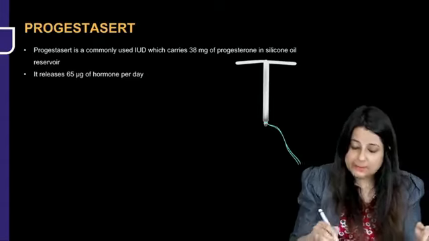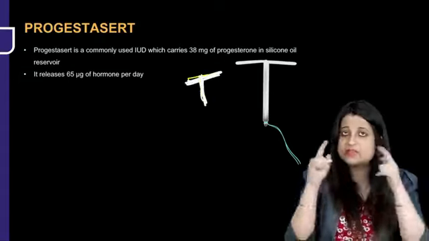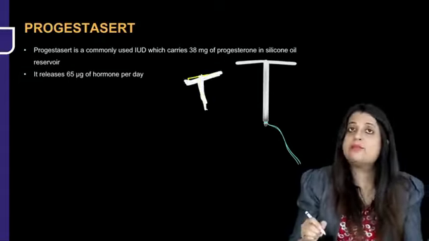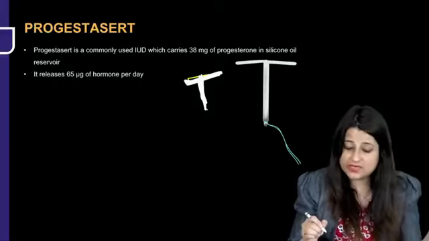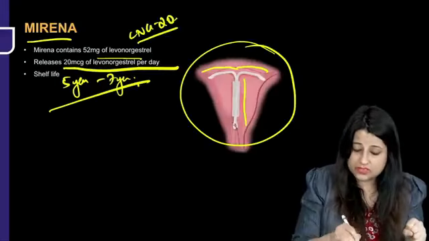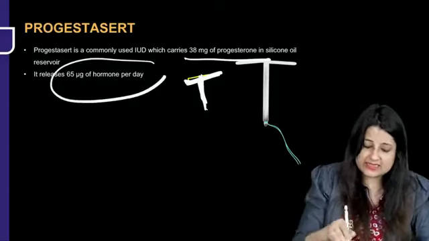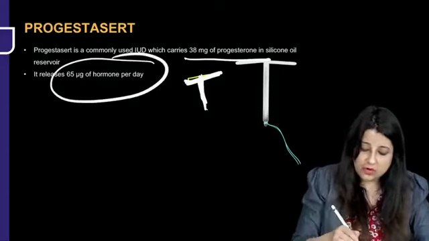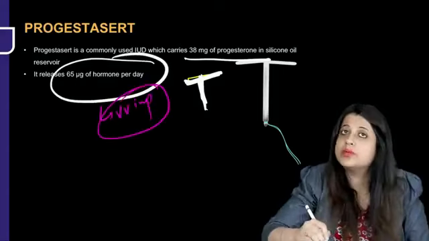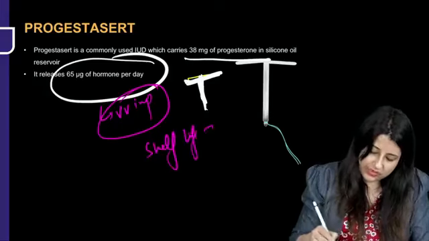But if you see something which is completely white, there is no brown color copper wire around here. It's completely white. What is this called? Progestasert. Okay? It is a commonly used IUD which contains 38 milligram of progesterone. This was containing 52 milligrams, this 38 milligram. And it releases 65 microgram of hormone per day. Very, very important. How many microgram of hormone per day? 65. But the important thing is that its shelf life is only 1 year.